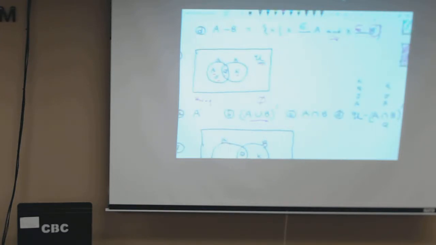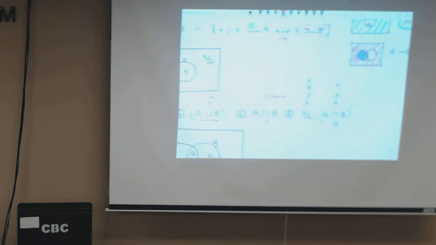C, what's the intersection of A and B? What do A and B have in common? Queen. Okay, let's get to the messy one. D.